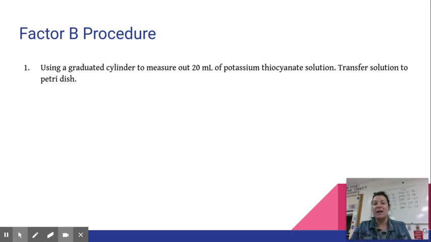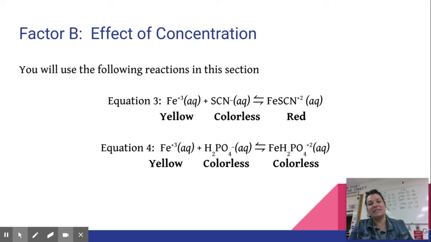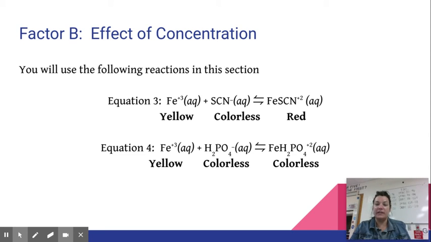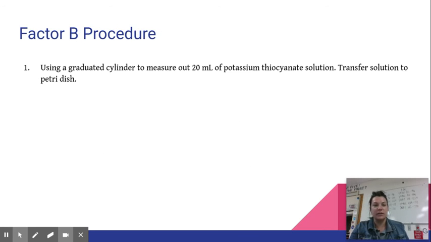Yeah, I was right the first time. Thiocyanate, which is SCN-1, is colorless. So when we take the iron and the thiocyanate and put them together, that's where we get a red color. And then equation 4, again, iron is yellow, and then you have this H2PO4 minus. When we put those two together, it makes it colorless. Okay, so it's important that we know what's happening with these chemical reactions.